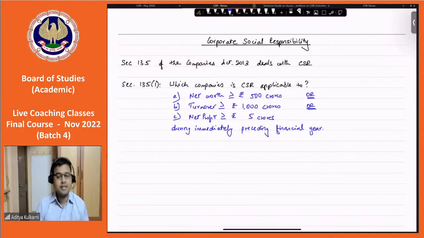So I will look at the financial statements of 2021. Is my net worth at least 500 crores? Or is my turnover at least 1000 crores? Or is my net profit at least 5 crores? If any of these 3 questions is yes, for which year? For 21-22 or 2021? Sir, for 2021. If these answers are yes for 2021, then CSR will be applicable in 2021-22.